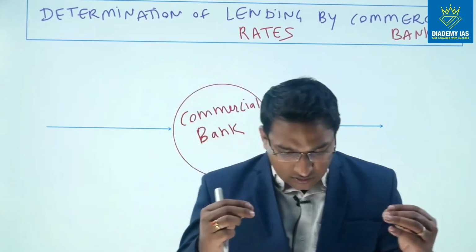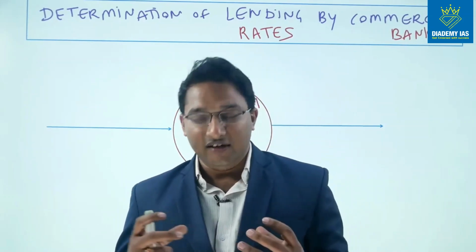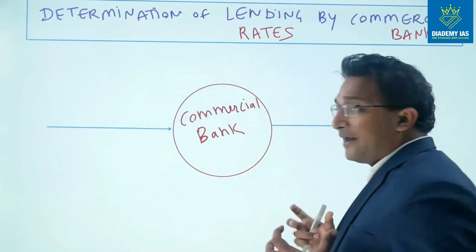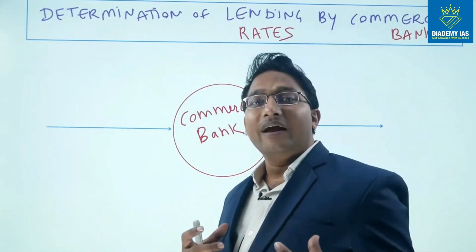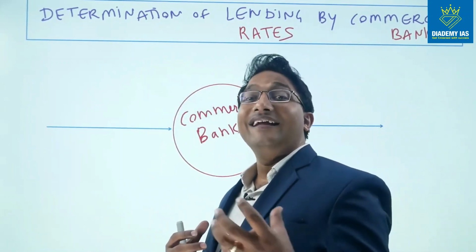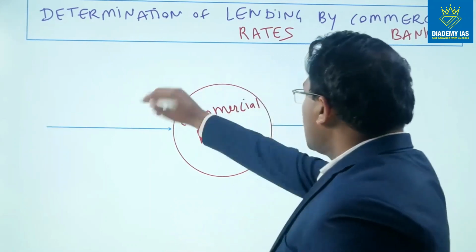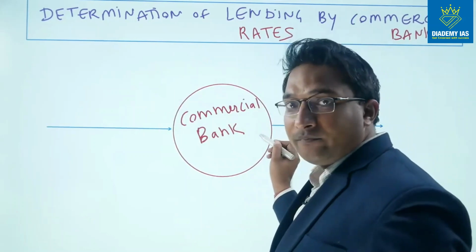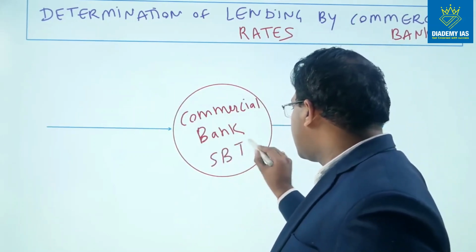So now to start with, let us see how the commercial banks operate, and let us see how the commercial banks calculate the lending rate. The basic model, let us see. So suppose this is a commercial bank and let us say, for example, this is State Bank of India.